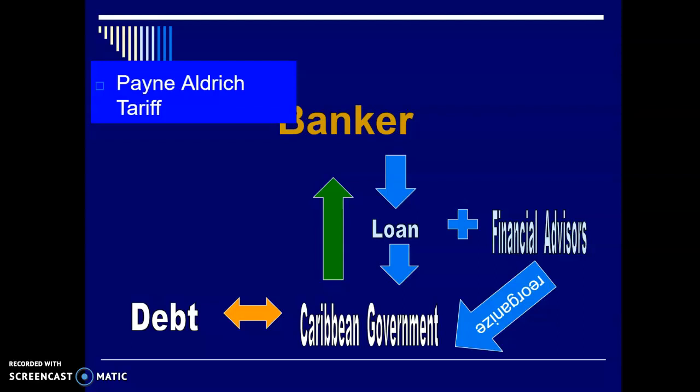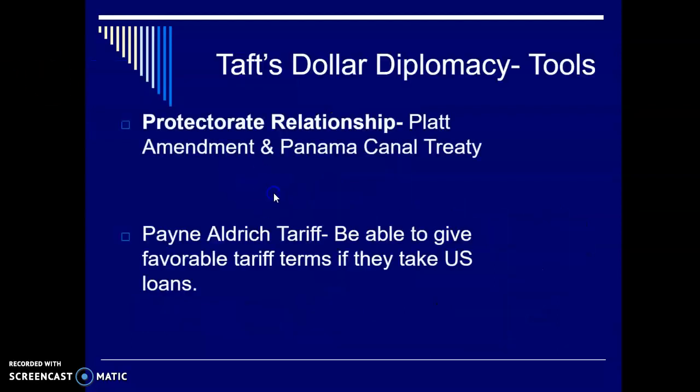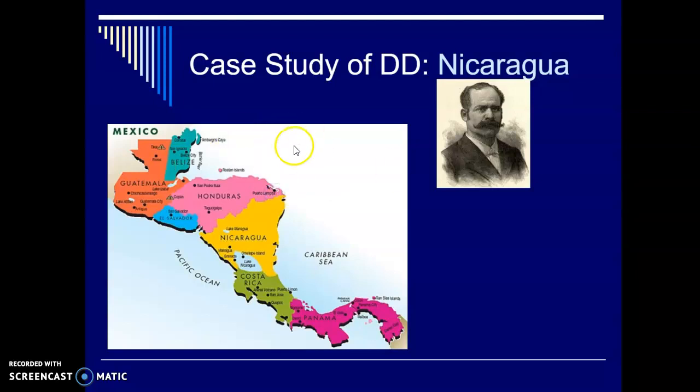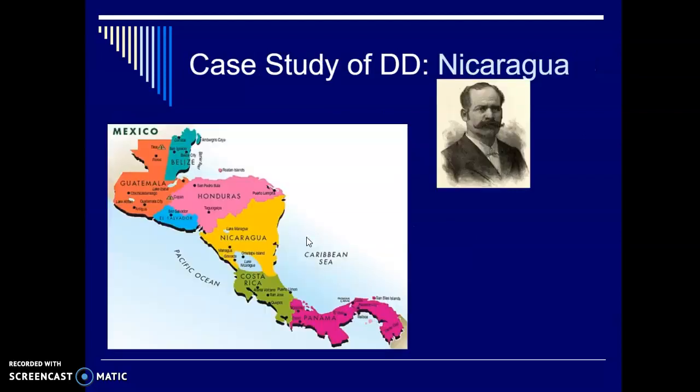It gave him a tool to get the governments to agree. So now he's got the bankers to agree because of custom receivership. He's got the Caribbean governments because he can give them good trade goods. So these are Taft's tools that he was able to use. It's just quick: protectorate relationship, Platt Amendment and Panama Canal, custom receivership should be right here, and then the Payne-Aldrich tariff. So in each of these cases, all three of these things help create a stable place, or at least good conditions for this type of policy.